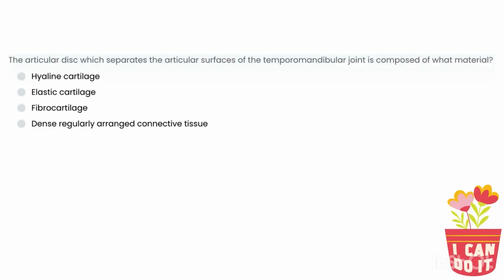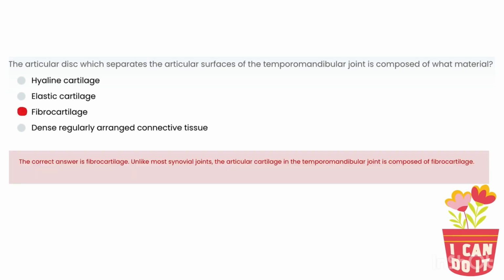Alright everyone, that's it for the TMJ. Let's do some questions. So, the articular disc which separates the articular surface of the TMJ is composed of what material? This we have done so many times, that the articular disc is made up of which cartilage? You guessed it correct. So the answer here is fibrocartilage and not the hyaline cartilage.